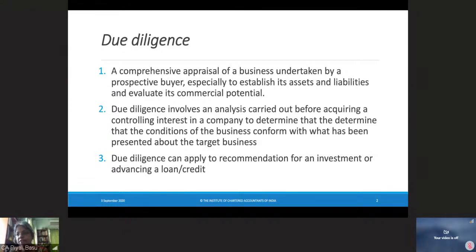It's a process of investigation performed by investors. As I said, a company that wants to invest in another company, wants to acquire, or a banking company giving a loan. This includes banking companies or banking financial institutions also. They go into the details of the proposed entity where they want to make such a substantial investment. They want to know in detail.